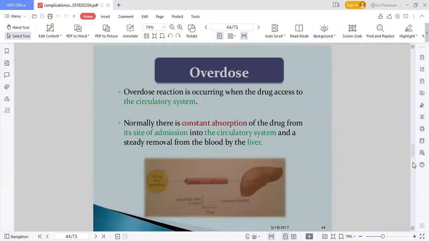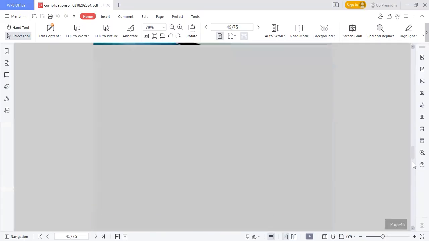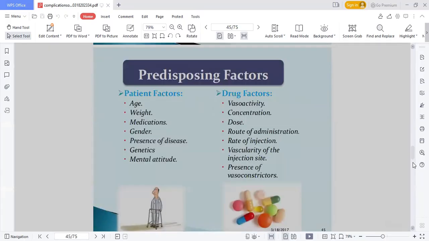Overdose occurs when the drug accesses the circulatory system. Normally, there is a constant absorption of the drug from the site of administration into the circulatory system, and a constant removal from the blood by the liver. So this is the common process. When you administer the drug, a constant amount is absorbed into circulation and a constant amount is removed from the blood by the liver. So what are all the predisposing factors for the overdose, which include patient and drug factors.